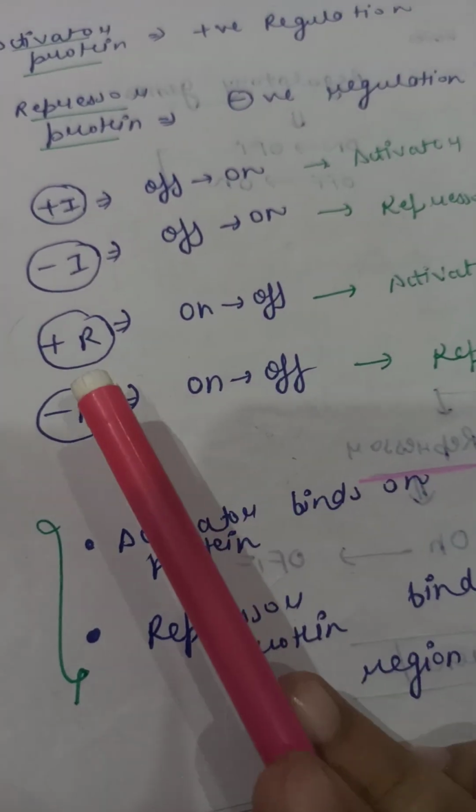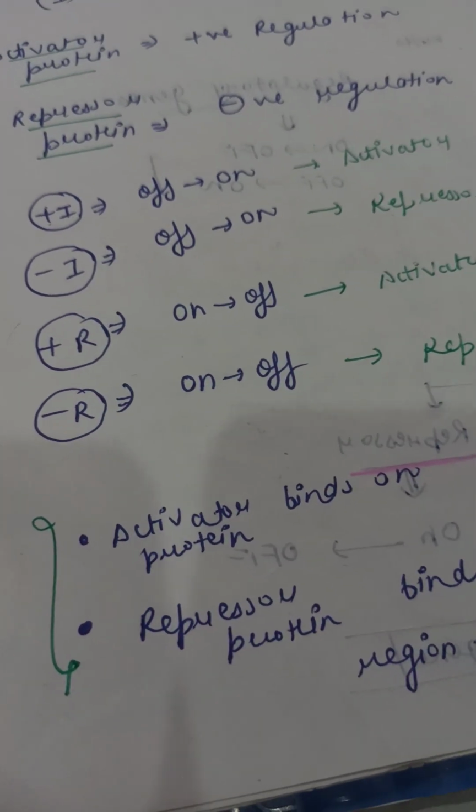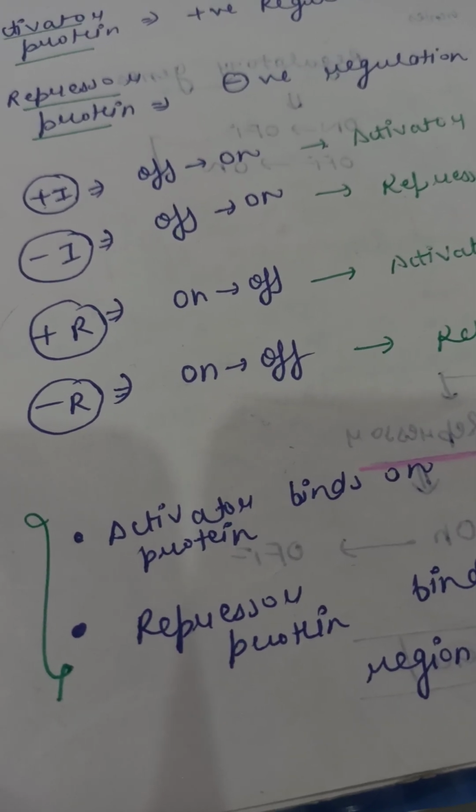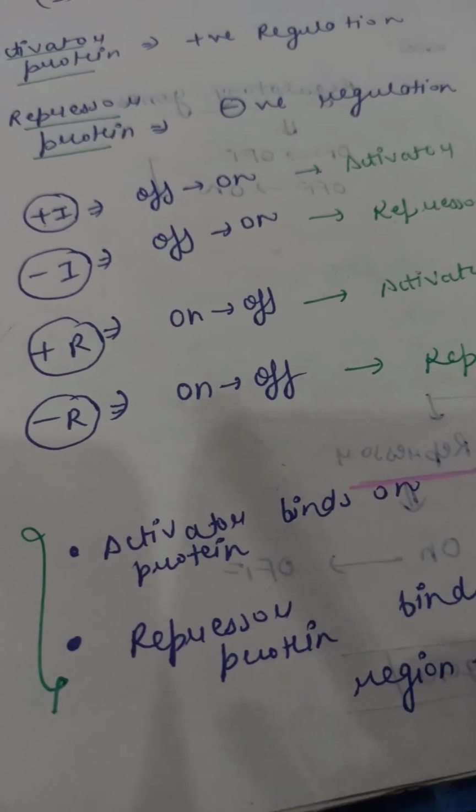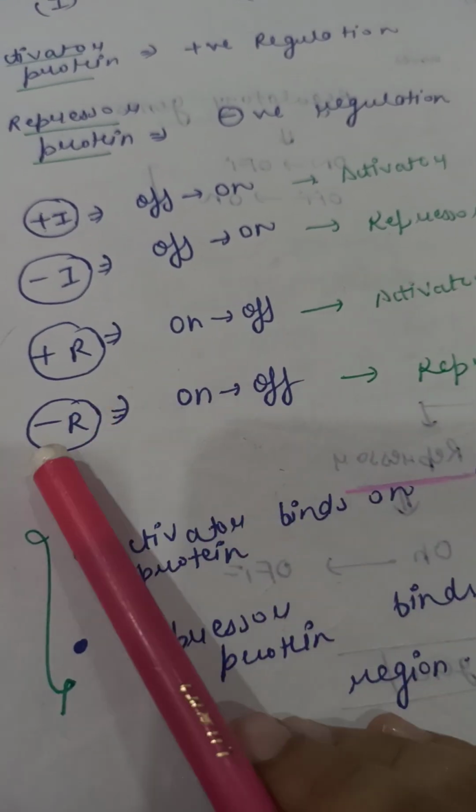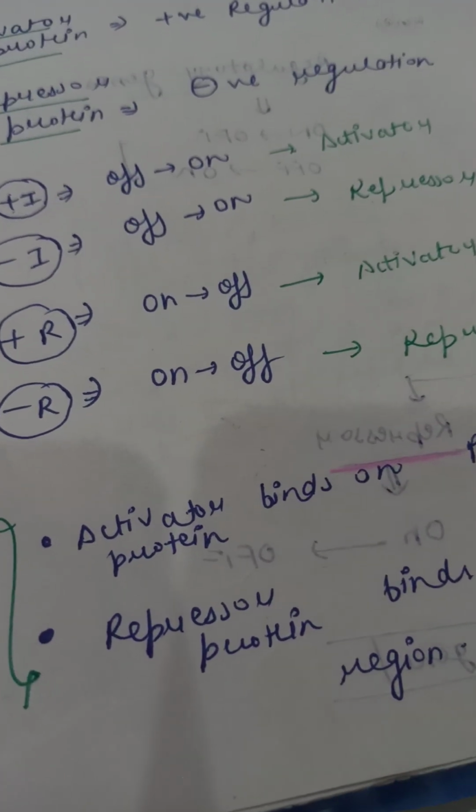Same situation here also. R stands for repressing them, meaning you are converting them into the off situation, and positive here means activator, negative here means repressor.